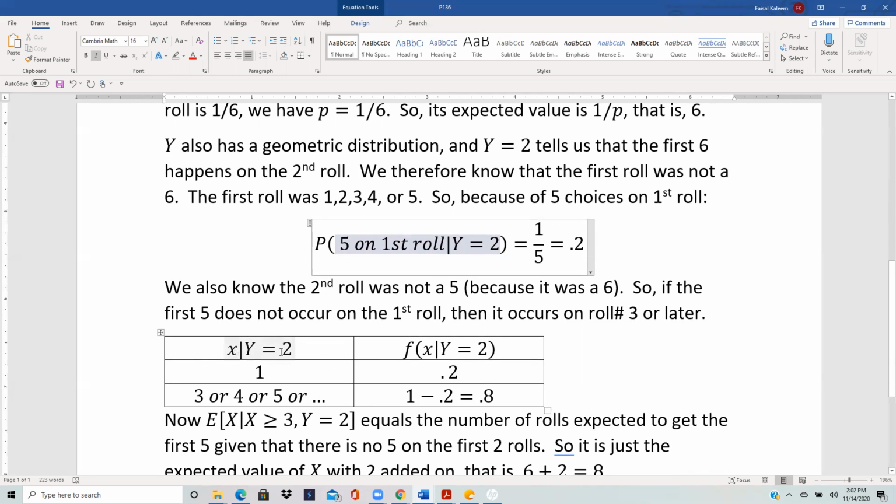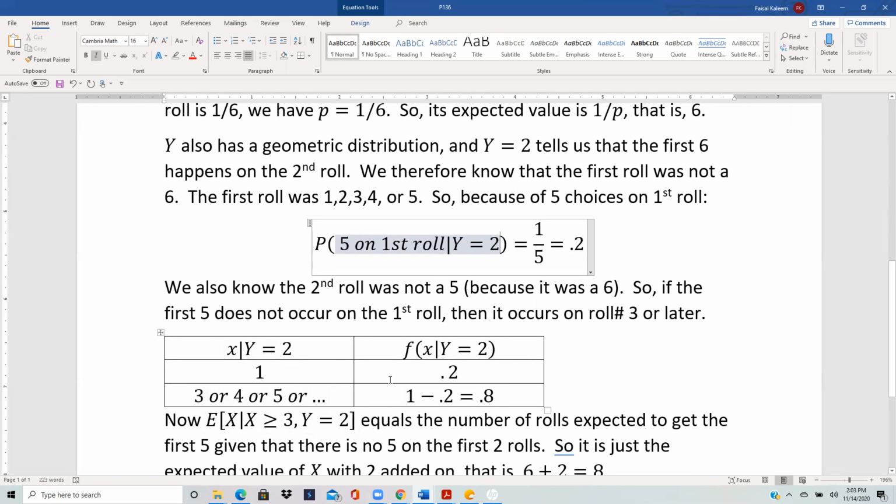X given Y. Remember, X is the number of rolls for the first 5. If it's only one roll, which means 5 appears in the first roll, then the probability is 0.2 as mentioned here. And then it could happen on roll 3 or 4 or 5 or so on. The probability of that should be 1 minus 0.2, which is 0.8, because this has to be the complement of the other one, since the first 5 either happens here or it happens here.